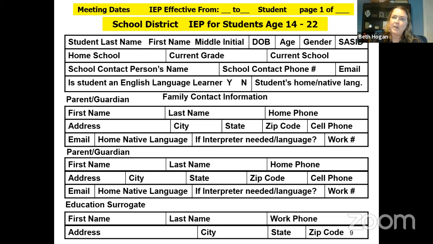And over on the right-hand side, every page is going to have the page number and how many pages the document is. Some kiddos only have a 12-page IEP. Some kiddos have a 30-page IEP. So these are important numbers because if you have a lengthy document, you want to be able to keep control of those pages. And again, this is an IEP for students ages 14 to 22.